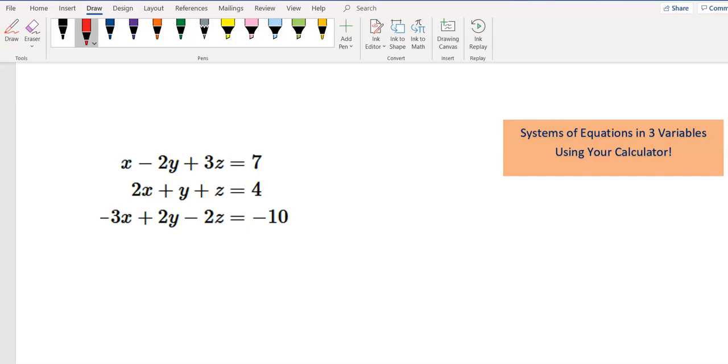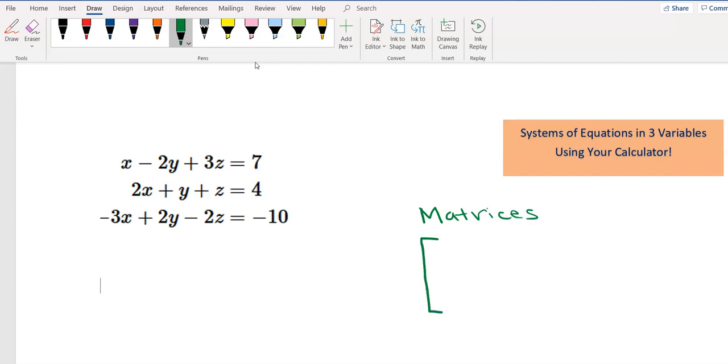First things first, you need to recognize that when you're doing this on the calculator, you're going to be doing something called matrices. And when you're doing matrices on the calculator, you need to be familiar with how to take things from equation form and put them into the calculator. And it needs to be in the proper notation.